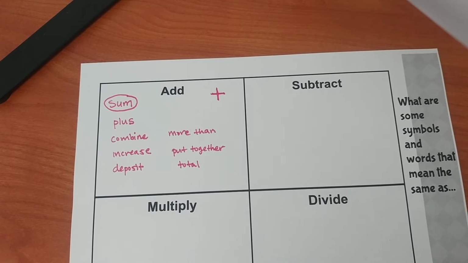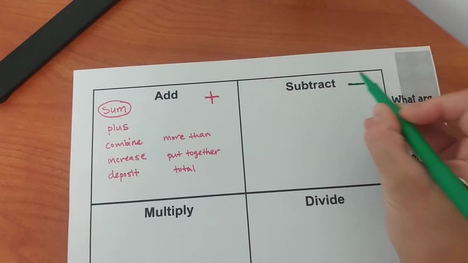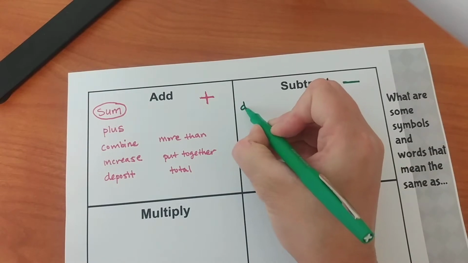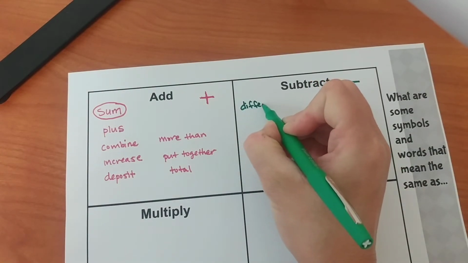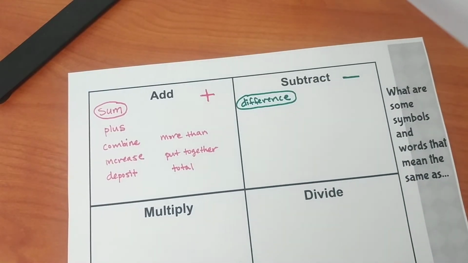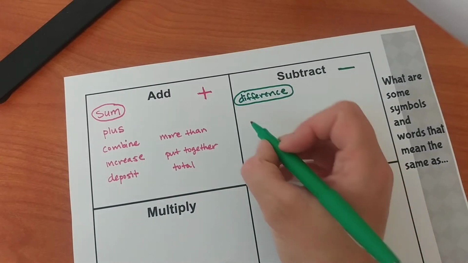All right, let's look at the next word here. Subtract. What mathematical symbol tells us to subtract 2 numbers together? Yep, that's the only one. So what are some words that we might see that would tell us to subtract? Well, the very mathematical word is difference. Do you remember that? I want you to circle that in your notes so that it sticks out to you. But what other words tell us to find the difference between 2 numbers? What other words tell us to subtract?